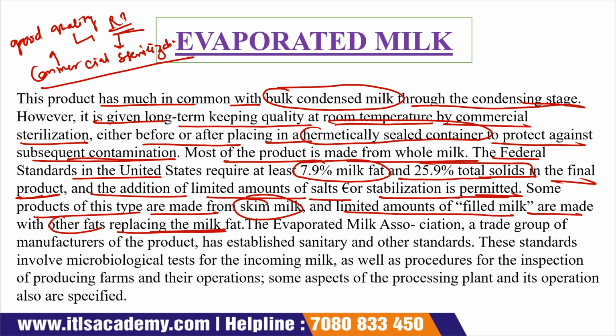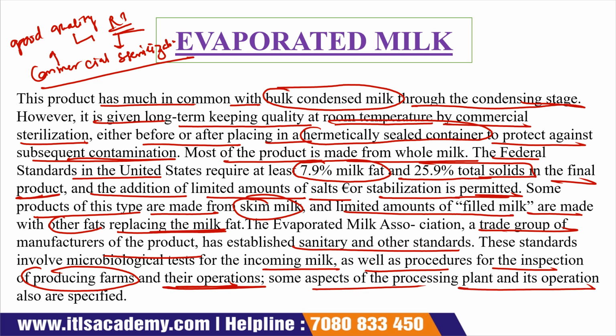Now, the Evaporated Milk Association, a trade group of manufacturers of the product, establishes sanitary and other standards. These standards also involve different microbiological tests for the incoming milk, as well as procedures for the inspection of producing farms and their operation. Okay, when we have to control the microbiology of the product, then we also have to inspect the farm and the operations, and some aspects of the processing plant and its operation are also specified.